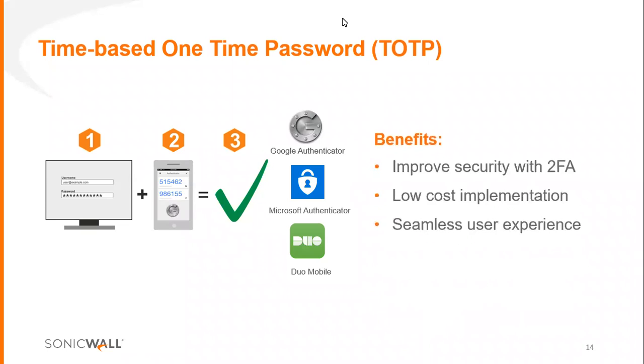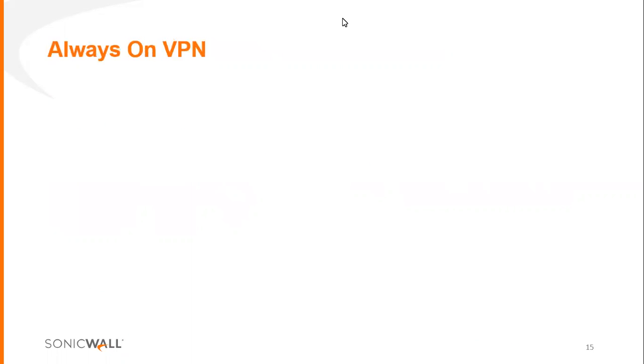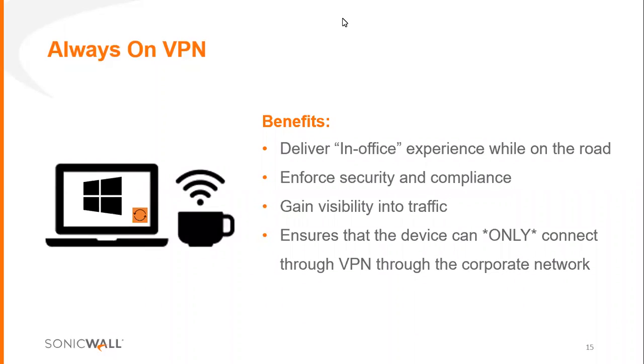so that every time the user, after they have keyed in the user name and password, on top of it they need to key in the 6-digit token for verifying and accessing accordingly. Of course, all this is a low-cost implementation and a seamless user experience. We also support IDP, such as OneLogin and Ping Identity as well. Furthermore, for our SMA series, we support the always-on VPN.